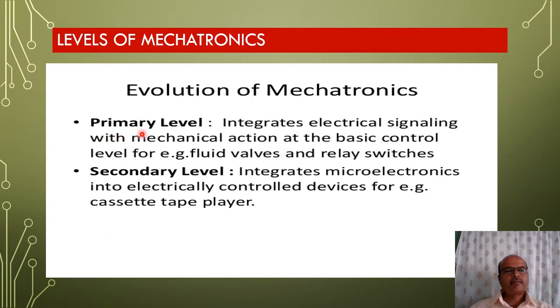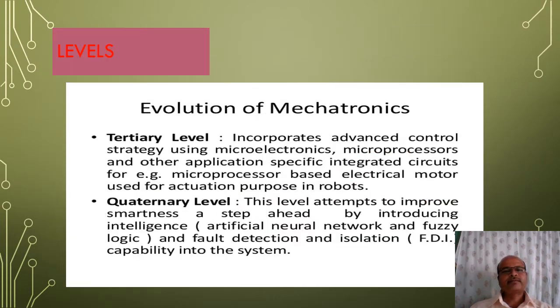So the first level is the primary level that integrates electrical signaling with mechanical action at the basic control level. For example, fluid valves and relay switches. So basic components which are used in mechatronics are also known as the primary level. Then the secondary level integrates microelectronics into electrically controlled devices, for example, a cassette tape player. So it integrates microelectronics, and is called the secondary level.